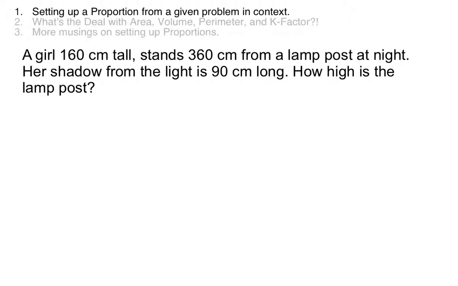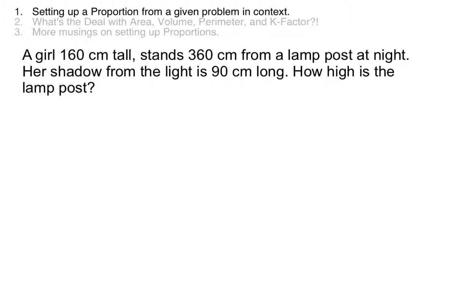All right. So we got just 3 little things for you today. Let's talk about this girl getting her shadow cast. Okay, so we have a girl that is 160 centimeters tall, stands 360 centimeters from a lamppost at night. Her shadow from the light is 90 centimeters long, and how high is the lamppost is the question. So right off, I personally cannot think of this in my head, so I'm going to draw a little diagram to help me visualize what's going on here.